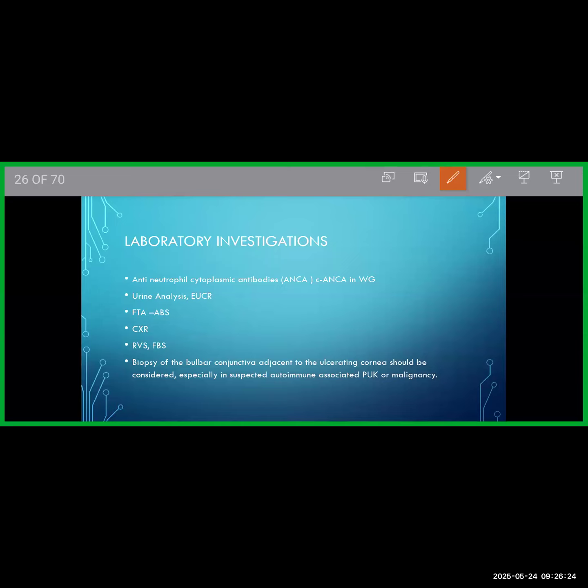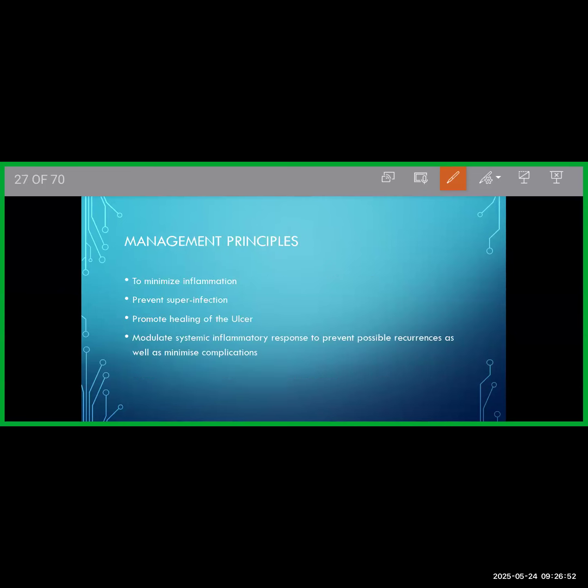Now, biopsy of the bulbar conjunctiva adjacent to the ulcerating cornea should be considered, especially in suspected autoimmune associated PUK or in malignancy. So the point here is that we shouldn't forget that malignancy in the form of OSSN could also present with ulceration of the peripheral cornea. So when taking tissues for conjunctival resection, these tissues should be sent for histopathology for histo analysis.